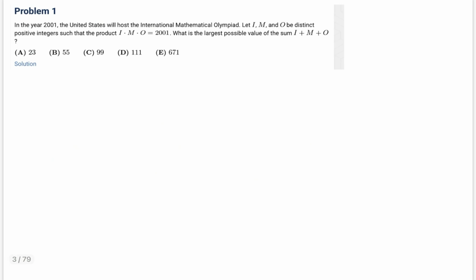Problem number 1. In the year 2001, the US will host the IMO. Let I, M, and O be distinct positive integers so that the product I times M times O equals 2001. What is the largest possible value of the sum I plus M plus O? So for us to have I, M, and O, we have to first divide 2001 into a few factors.